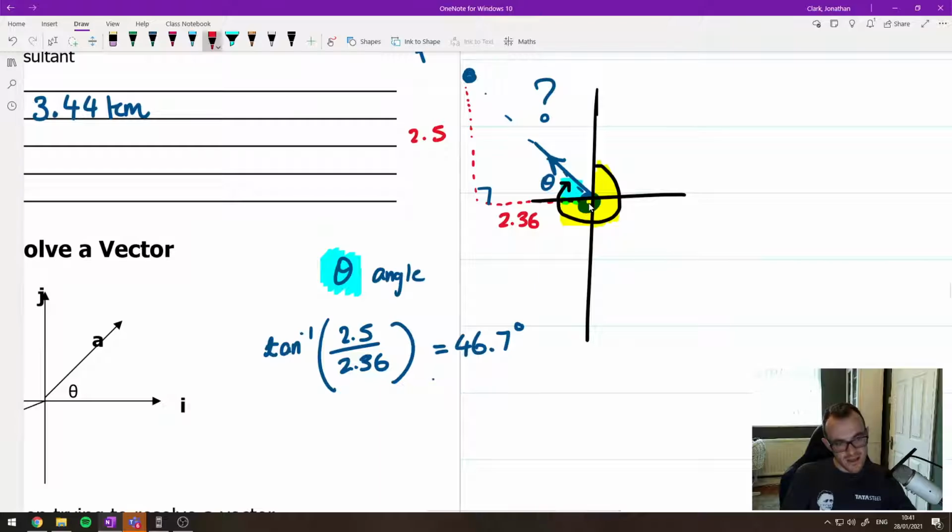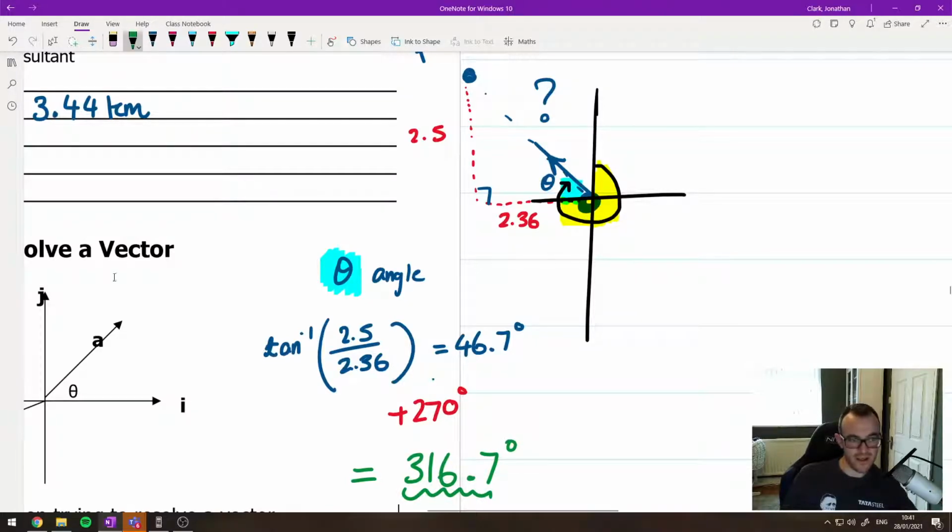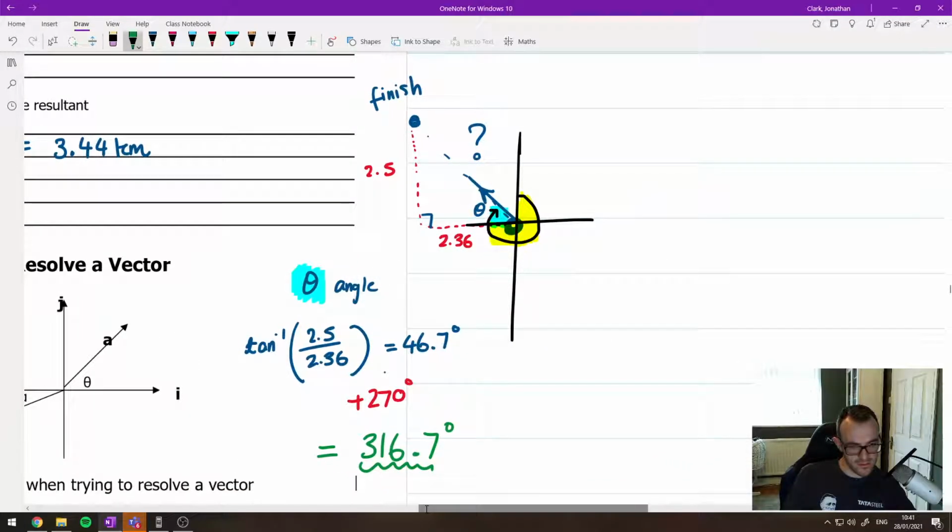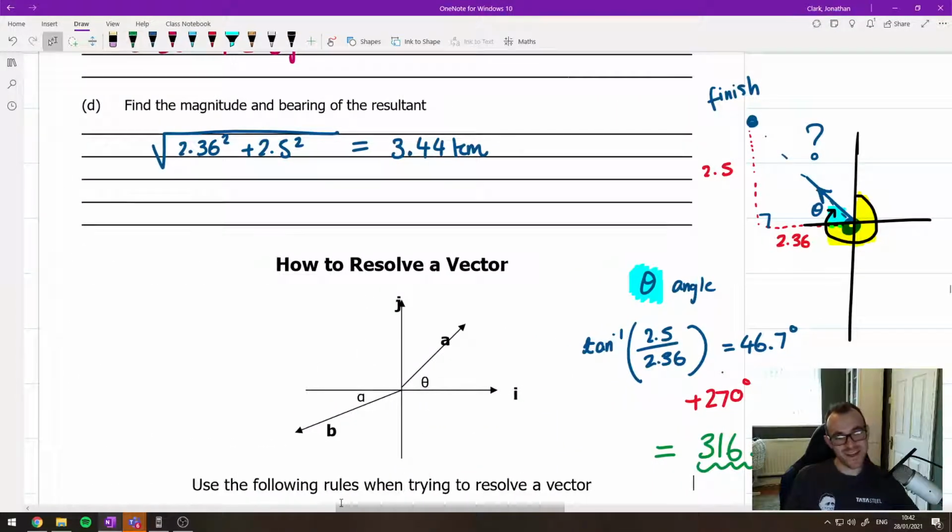So if I take that result, add on the 270, which is the bit in yellow, because remember it's a bearing, I add those values on, and I'm going to get a total angle of 316.7 degrees, and that is my bearing. Put it on the lines, shall we? There we go, lovely. Nice.